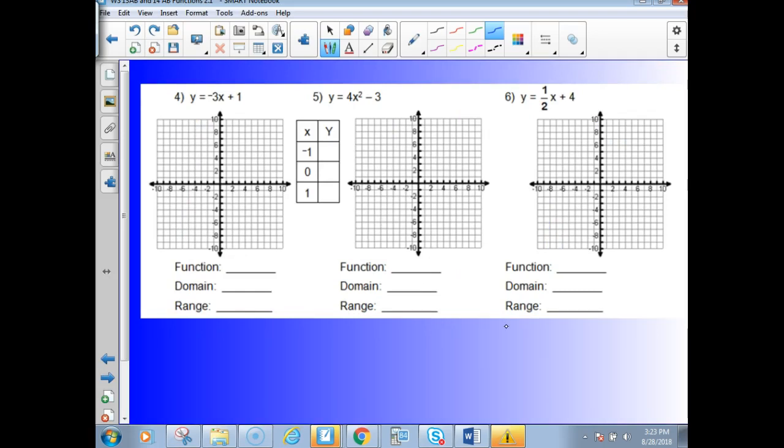Okay, do a few more together. This one's a line. Starts at 1 on the y-axis, and it has a slope of -3, which is down 1, 2, 3, right 1. Or up 3, left 1.